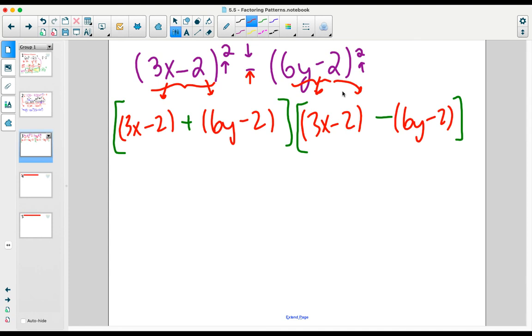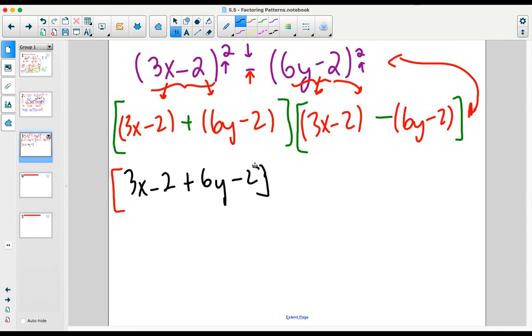Now, this is technically not incorrect. You could write this answer and say, I have factored my original expression. But one could make the argument that this is not any better looking than that larger expression at the top. We want to go a little bit farther. So continuing with our simplifying, we have 3x minus 2 plus 6y minus 2 coming out of the first parentheses. And then in the second parentheses, we have 3x minus 2 minus 6y plus 2.